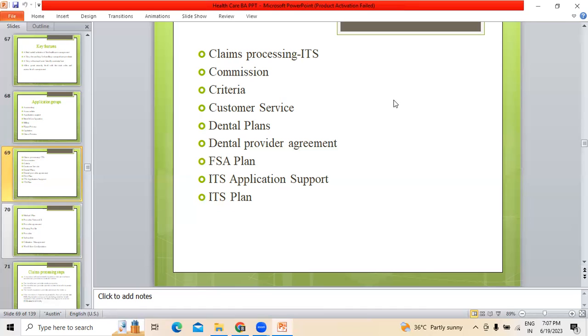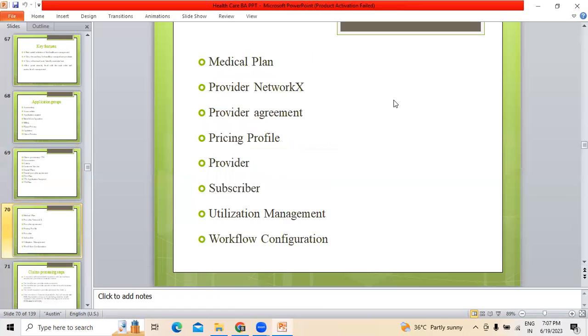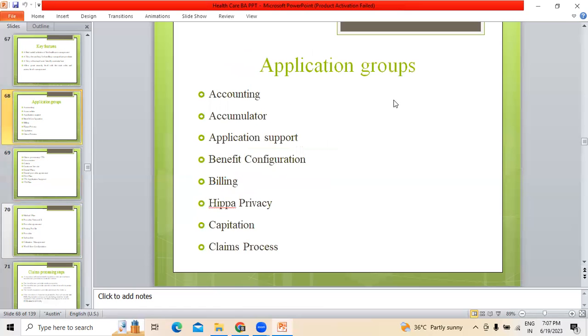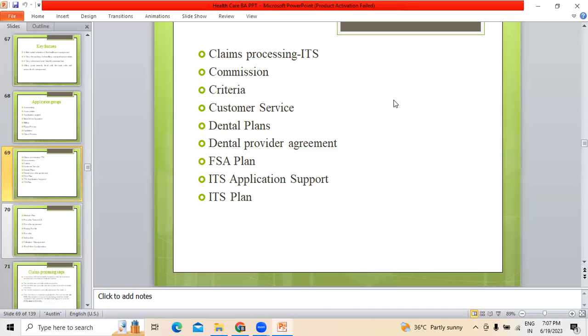At the same time, whatever different applications support in reference to healthcare, whatever we are using, that will also be included in it, because we need to have clear support for all this. ITS application plans and all everything, so all of IT application support is required. Even ITS plans should also be included in it. So these are the major ones that I have discussed with you: claim processing, claim application support, ITS plans, all that.